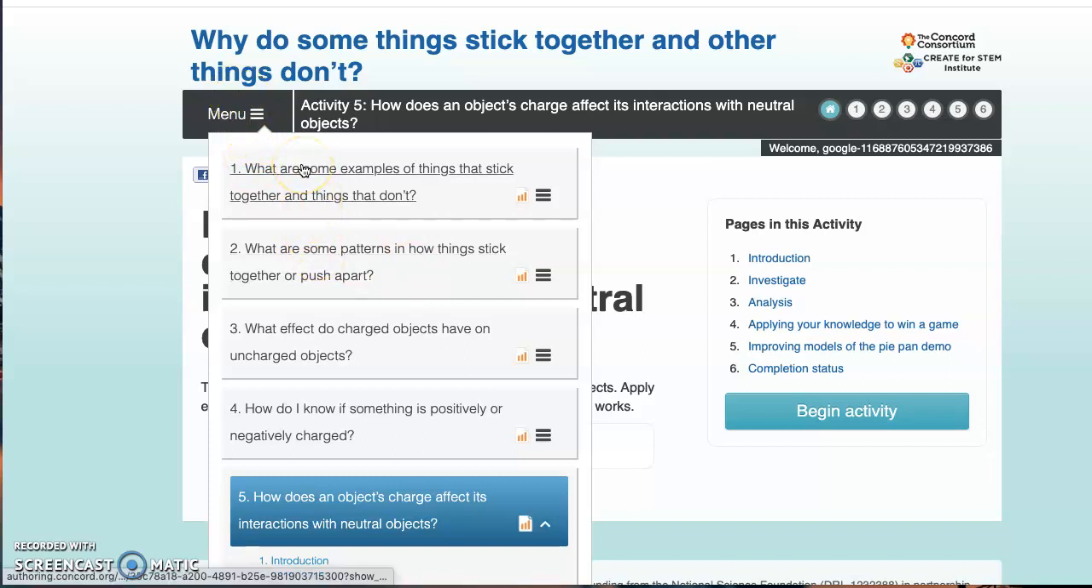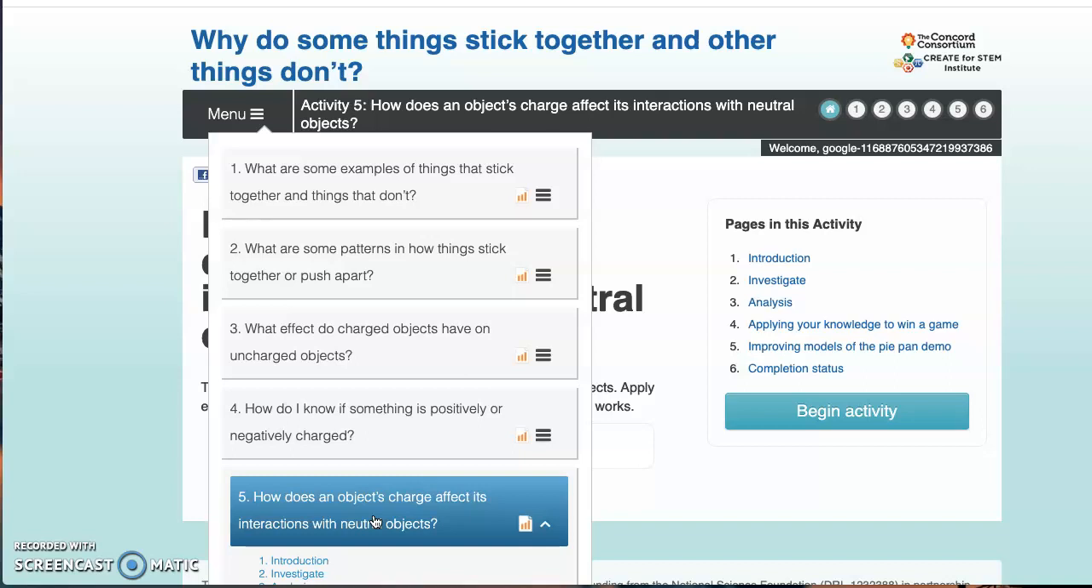We were talking about some examples of things that stick together and some things that don't. What are some patterns in how things stick together or push apart? What effect do charged objects have on uncharged objects? And how do I know if something is positively or negatively charged? We've been talking about positive charges, negative charges, and how they push or pull together. Our question here is, how does an object's charge affect its interactions with neutral objects?